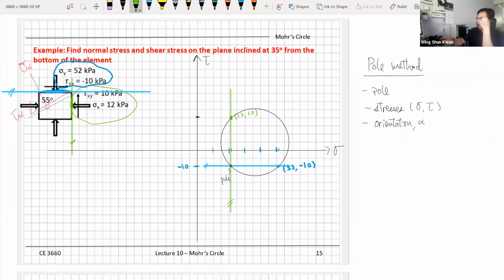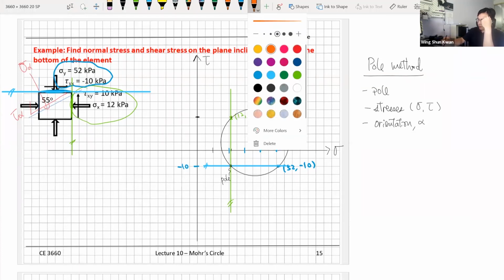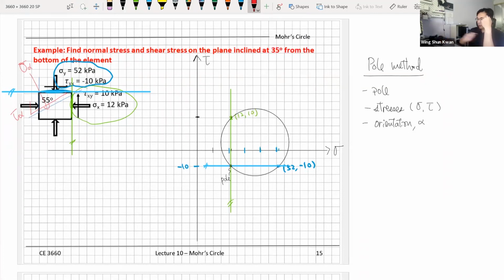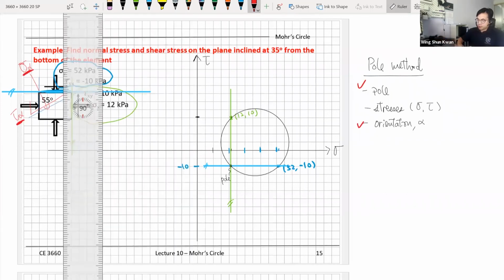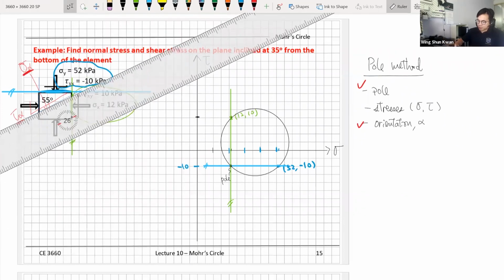So after we identify the pole, we need to work on finding out the stress, because at the end of the day, we want to find out the stress. And we know the pole now, and also we know the orientation, because the orientation is given. It is this plane right there.